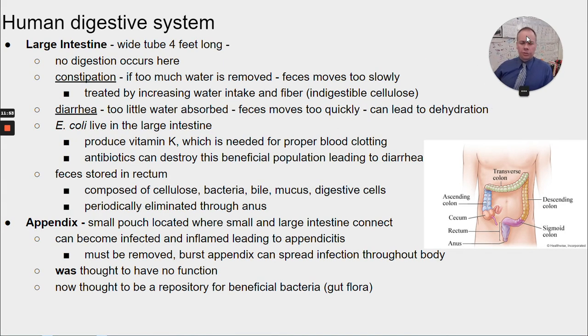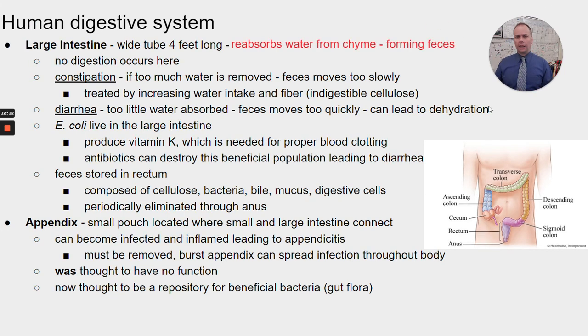After food has made its way through this 20-foot long tube called the small intestine, it moves into the last part of the digestive system, which is the large intestine. The large intestine is called that because it's wider than the small intestine, but it's much shorter. It's only about 4 feet long. And the function of the large intestine is to reabsorb water from that chyme that's moving through the digestive system.